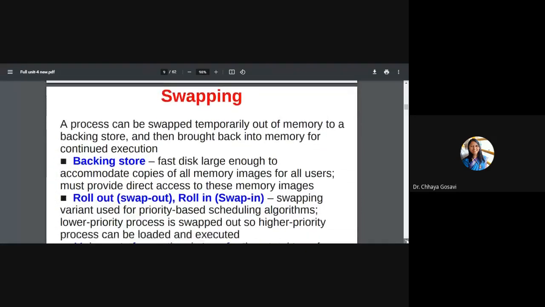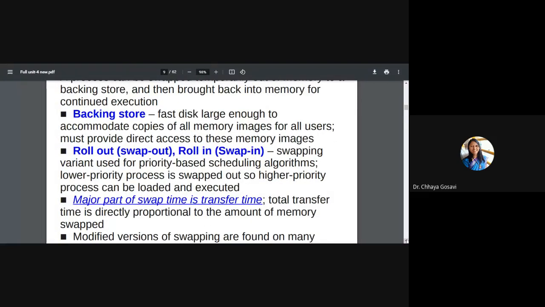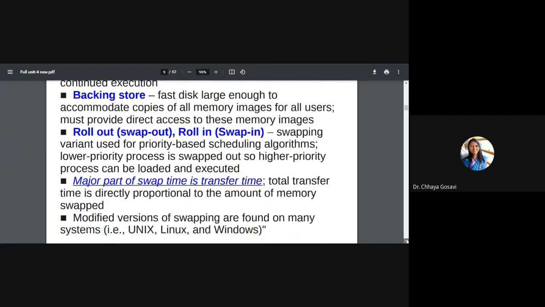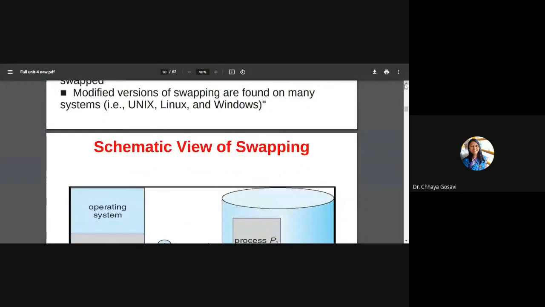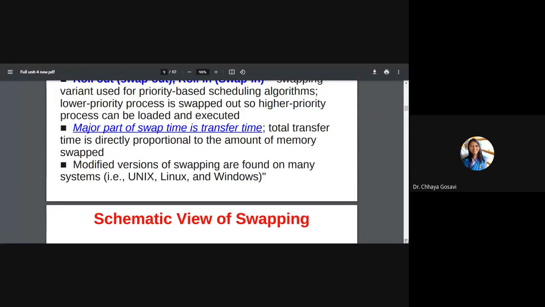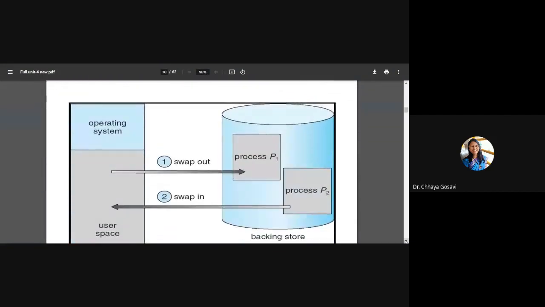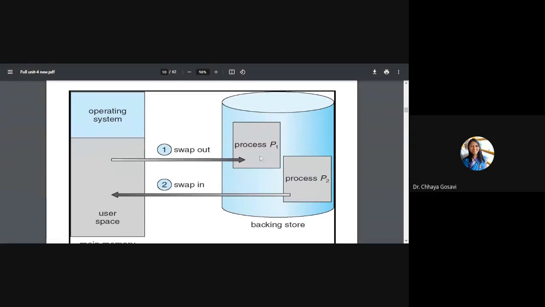Then we talked about backing store, roll in, roll out, and the major time in swapping is transfer time. Transfer time depends upon how much memory we are transferring from one location to another, that is from main memory to backing store. So this is swapped out: P1 is swapped out, P2 is swapped in.